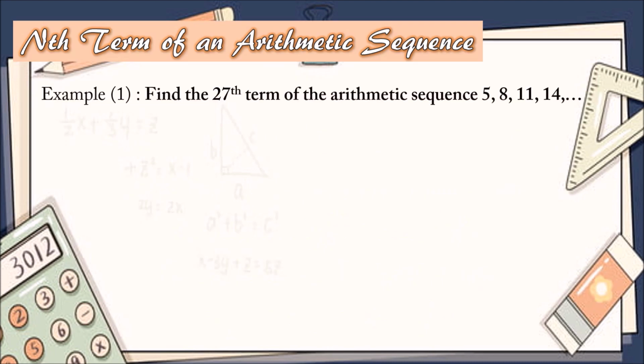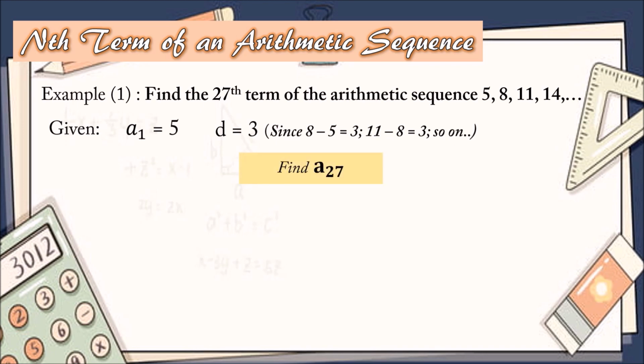Find the 27th term of the arithmetic sequence 5, 8, 11, 14, and so on and so forth. Given that we have the first term denoted as a sub 1 is equal to 5 and the common difference denoted as d is equal to 3, since 8 minus 5 is equal to 3, 11 minus 8 is equal to 3, and so on. So we are looking for the 27th term denoted as a sub 27.